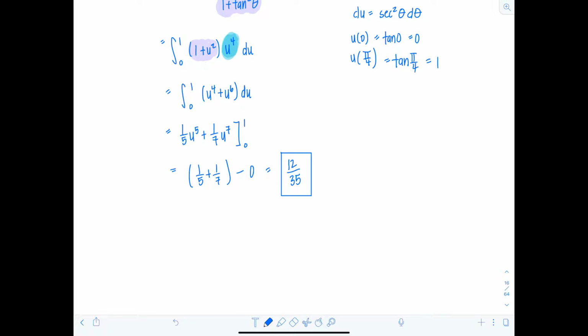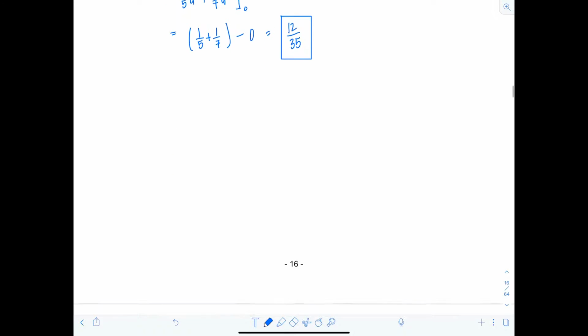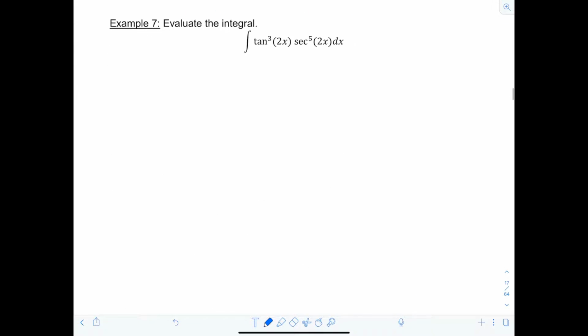All right, one more example along these lines. We have tangent cubed 2x times secant to the fifth 2x dx. So in this case, the exponent on tangent is odd. And so I'm going to take out one factor of tangent and one factor of secant.